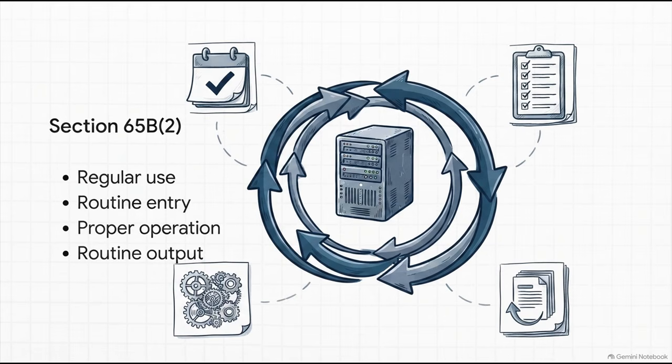First, the computer had to be in regular use. Second, the information had to be regularly fed into it in the ordinary course of activities. Third, the computer had to be operating properly. And fourth, the output had to derive from information fed in the ordinary course. In practice, this meant you had to prove the system itself was reliable and used for everyday business, like a company's server logging employee emails, and not just a device set up specifically to fabricate evidence for a trial.